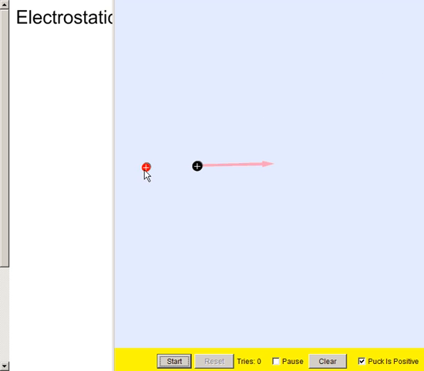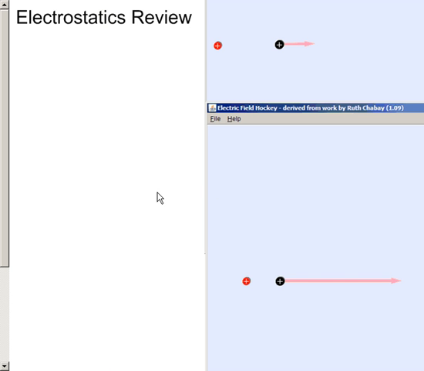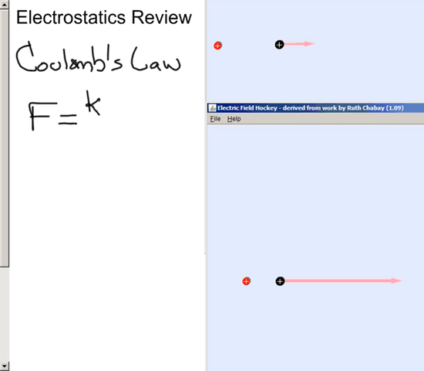Let's take a look at the mathematics that tells us about how big this force actually is. The model that tells us how big the force is is Coulomb's law. And that is that the size of the force, or interaction between the two charges, is a constant times the product of the two charges themselves, and it's inversely related to the distance between the two charges squared.